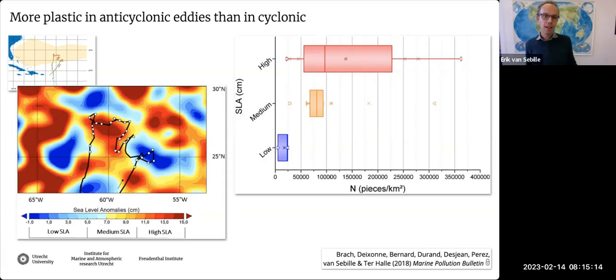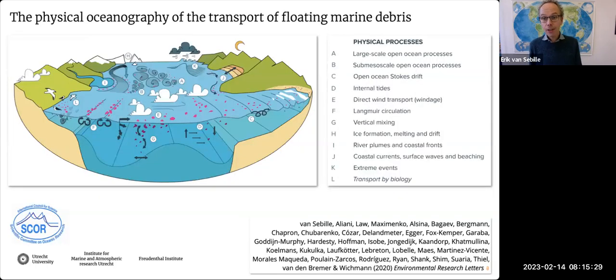It's not the mesoscale that determines whether there's more plastic in one place than in another place. It must be even smaller scales. And that's, I think, where things become really exciting and really interesting. I don't have the answer yet, but I do have an idea of what all the processes are that need to be taken into account if you want to understand the transport of floating marine debris. And this comes out of a paper that we wrote for a SCOR working group.